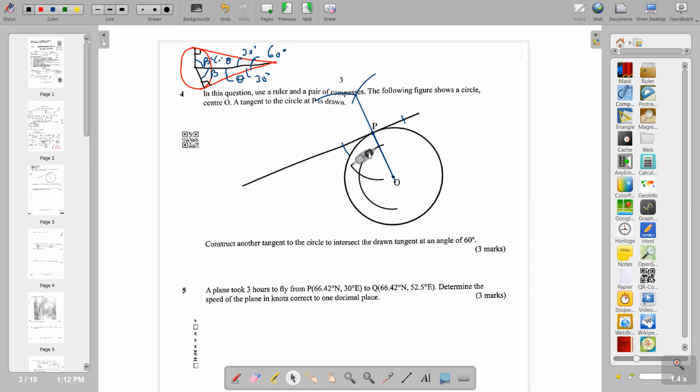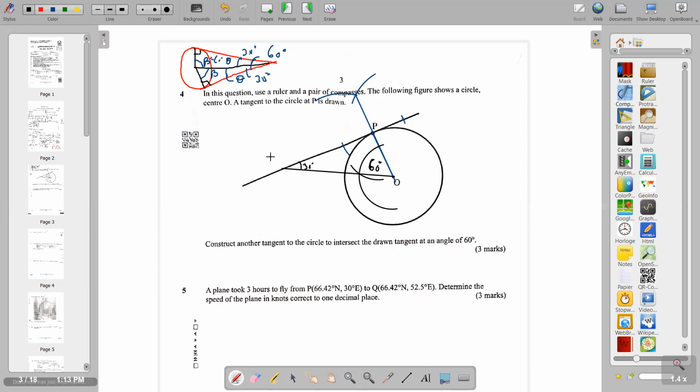That is 60. And then you draw a line from the center passing through that point up to the tangent. Now you'll find this angle here, it is 60 degrees. You can take your protractor just to confirm. And here it is 30 degrees.